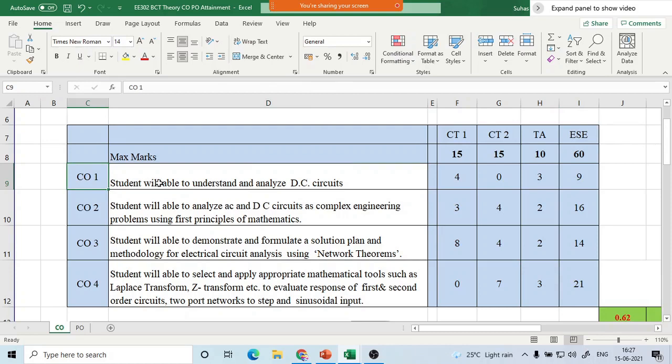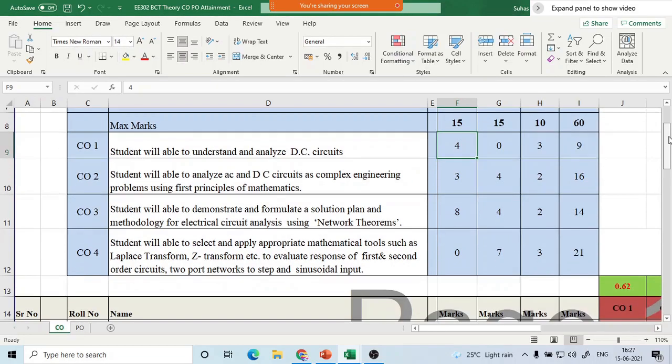Okay, I need to create a questionnaire on this CO so that a total of 9 marks will be evaluated in the ESC, 3 marks for this, 4 marks for this, like this. The same way I can do it for the rest of the COs. Once we define this CO assessment way, now look at how I can create a map between PO and CO.